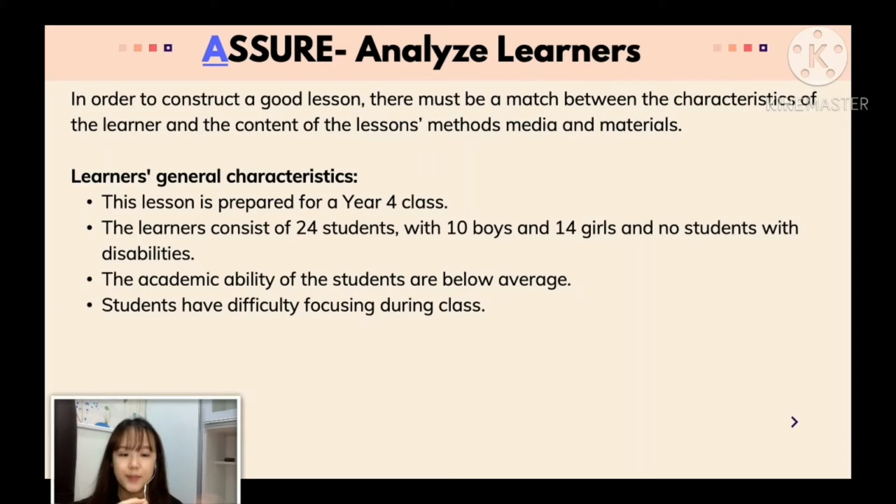This lesson is prepared for a class of Year 4 pupils that consists of 24 students with 10 boys and 14 girls. All of the students have no learning disabilities. The academic ability of the students are below average, and they have difficulty focusing during class. These students, however, show an appreciation for the use of technology in learning and assessment, and half of them benefited from it. So, for this lesson, we designed it to overcome the problem as much as possible.